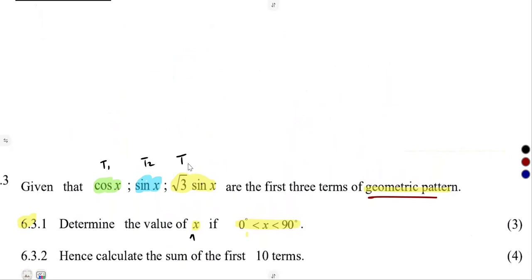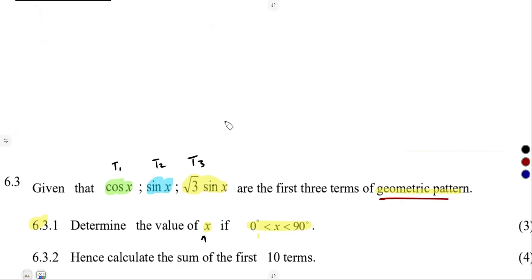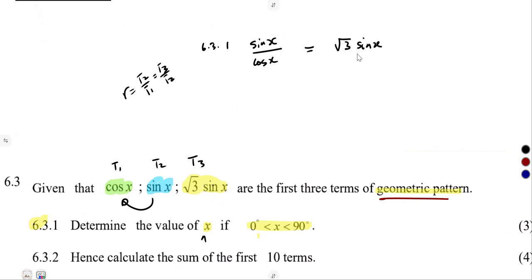In a geometric sequence, the common or constant ratio concept can be used. So we can use that to say that the constant ratio is supposed to be equal throughout. T2 over T1, from our r being T2 over T1 equal to T3 over T2. So we can say sine of x, T2 over T1 cos of x, must be equal to T3, the square root of 3 sine x over T2, which is the sine of x.